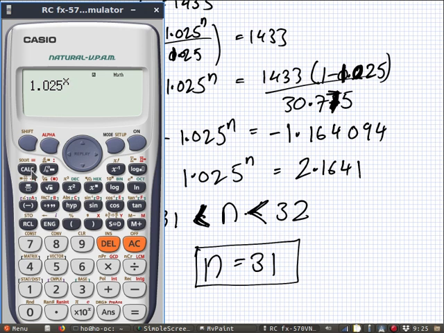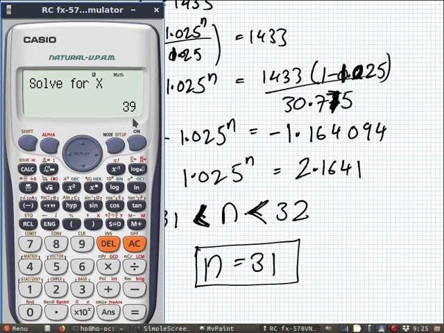Do I type calc or do I do shift? Alpha. I want the red equals. Yeah, alpha equals 2.1641. Yes? And then shift solve? Yeah, it should solve for x. Why is 39 here?